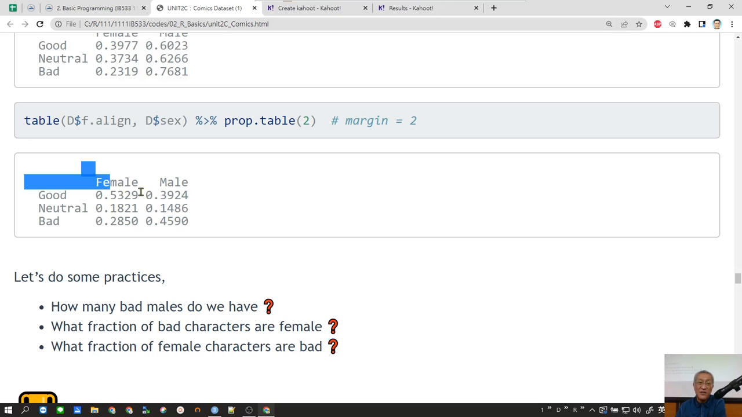Okay. So now in this table, we see that within female, the proportion of good, neutral, and bad is 0.53, 0.18, 0.28, right? For male, it's like in this row. See? So if the proportion implies probability, right? So given female, the probability that you are neutral is 18%, right? But given male, the conditional probability is just 14%, right? This thing is what we mean by conditional probability, right? Given female, then the probability that you are neutral is 18%. Given male, it's like 14%.